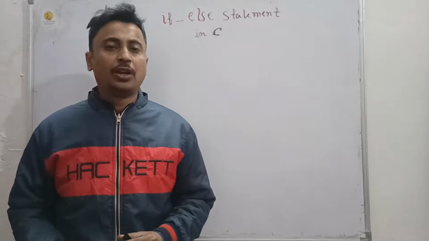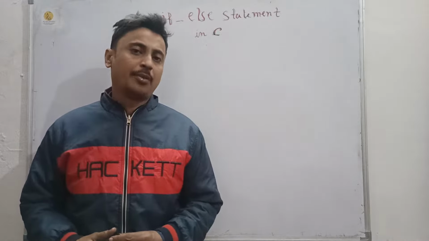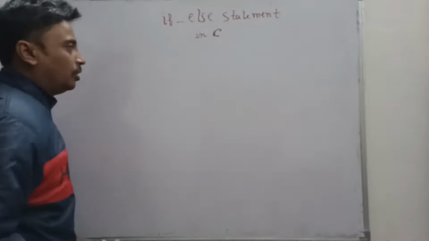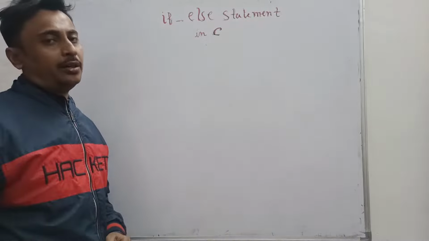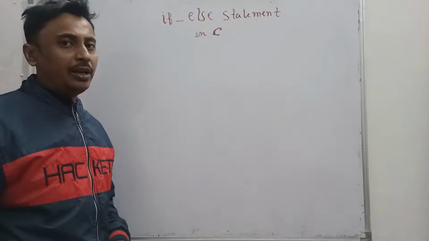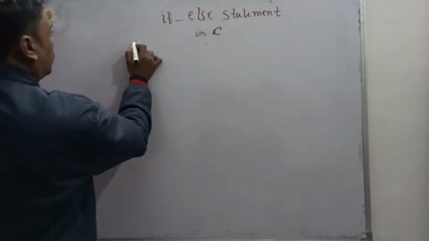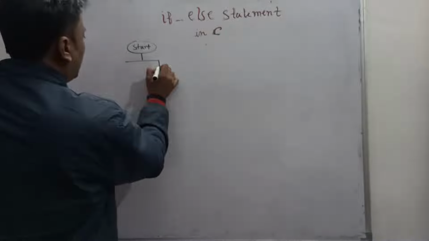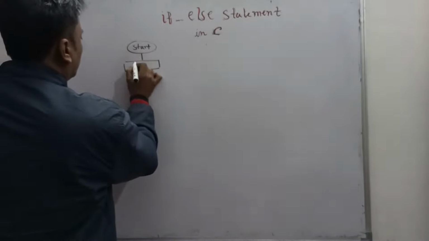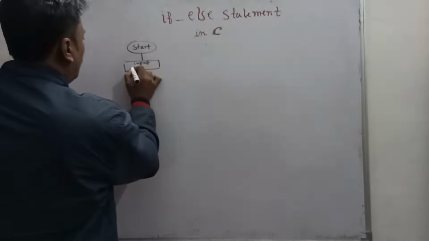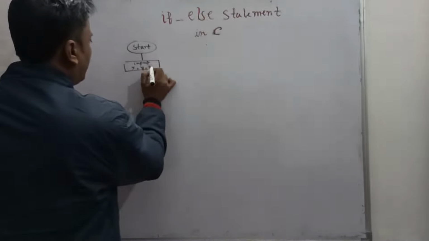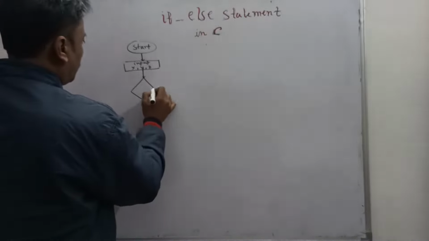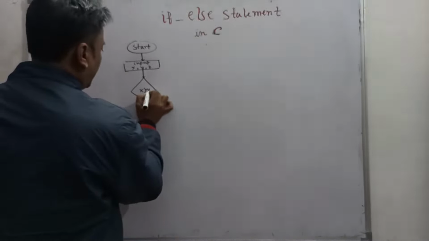In this tutorial, we try to find the maximum among three numbers using a nested if-else statement. So, for calculating the maximum among three numbers, we start with a flowchart first. Okay, so draw a flowchart: start, then input values for x, y and z, then draw a decision box to try x with y first.